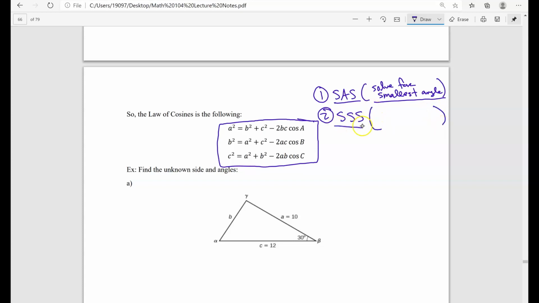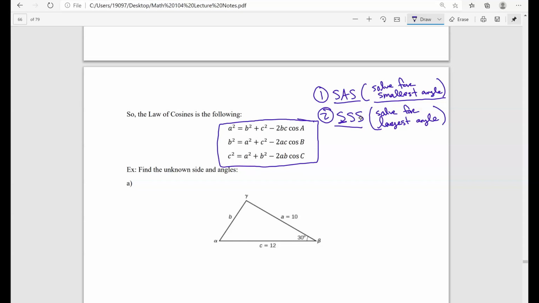If you have side-side-side, what I would suggest is to solve for the largest angle first. The reason is that the largest angle is going to be the one opposite the largest side. So if I haven't solved for any angles yet, starting from the largest side will be a little bit safer. So this is basically what I would recommend.